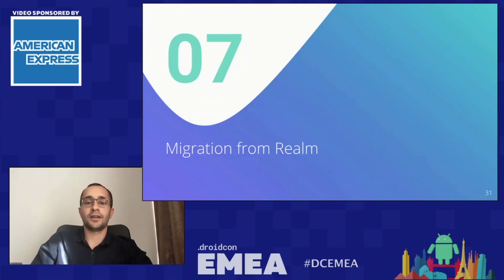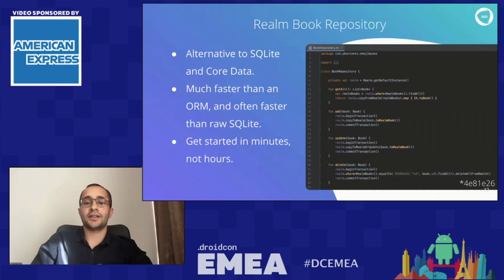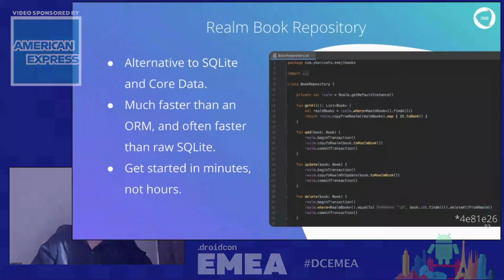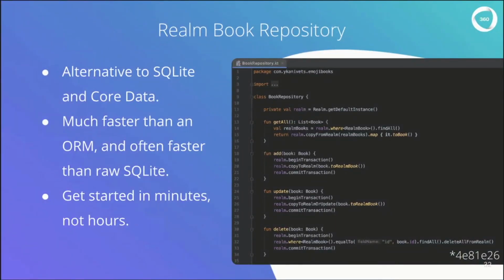The third example is Realm, which is positioned as an alternative to SQLite and ORM libraries. It's super simple to start using, but has a few non-obvious limitations for more advanced use cases. On the right, you can see the book repository powered by Realm. It's really straightforward.